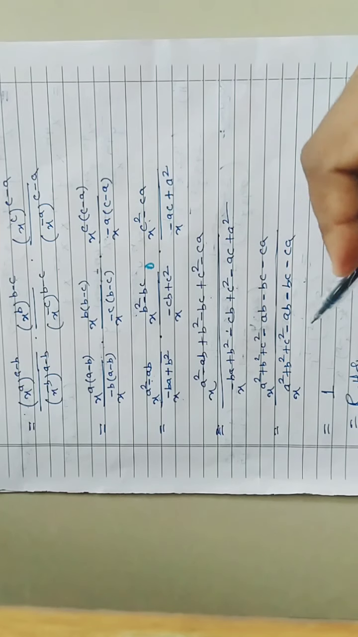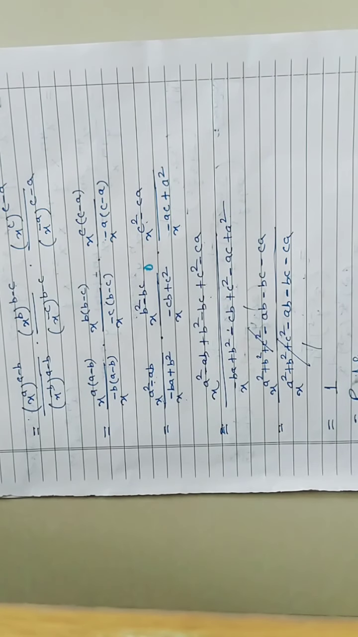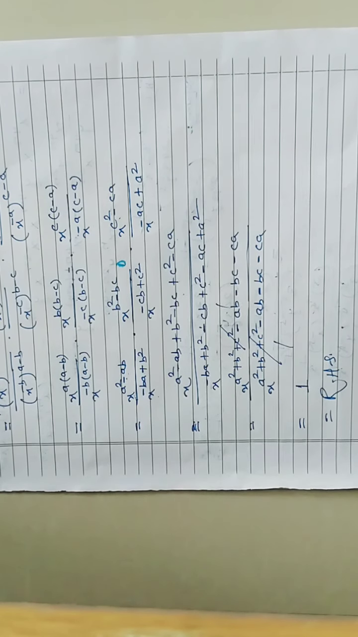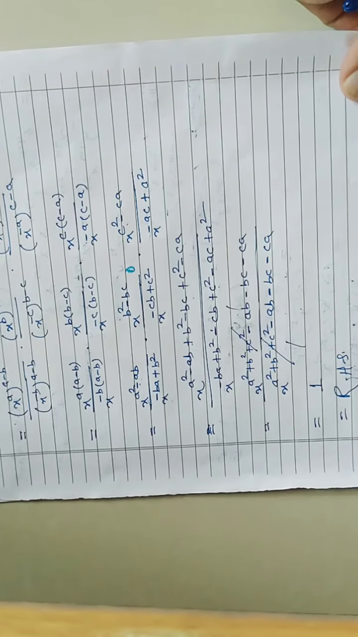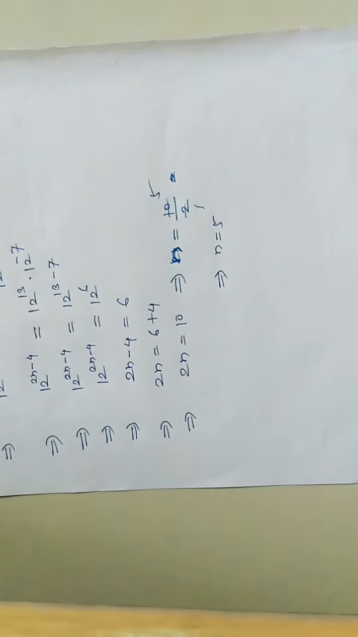Now this will cancel, which is equal to 1, which is equal to the right hand side. Now we will see the next question from this exercise.